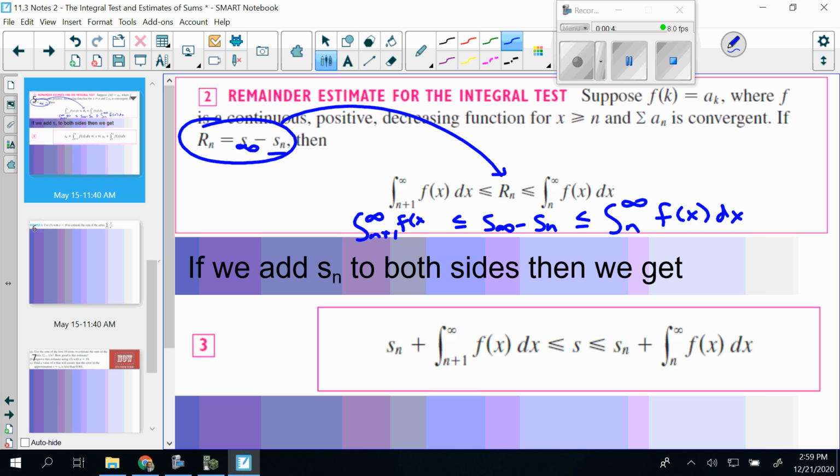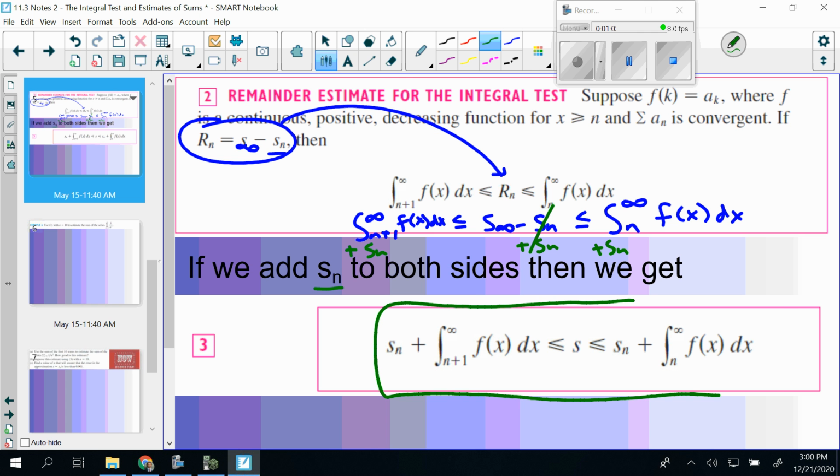And then, if we add the sum of the first n terms to both sides, to get rid of it in the middle, we need to add it here and also over here. We get this statement. This is what we're going to use to estimate the infinite sum in the middle. It should be the sum of the first n terms plus that integral, and then the integral plus 1, so that on either side you get a little extra and narrow it down.